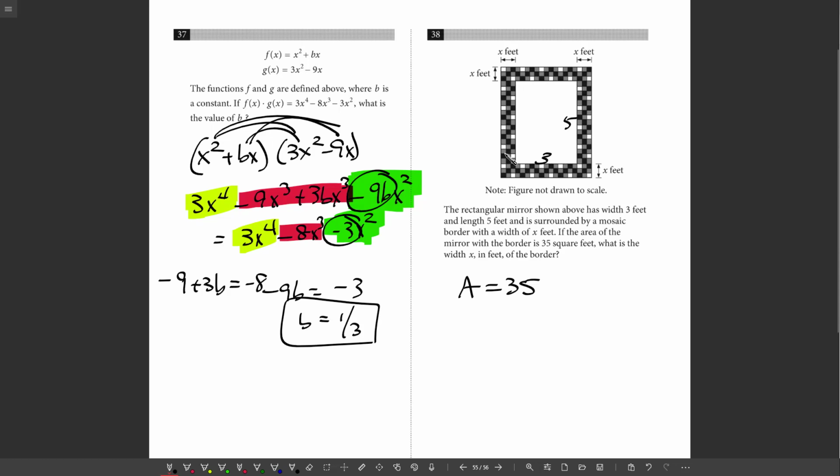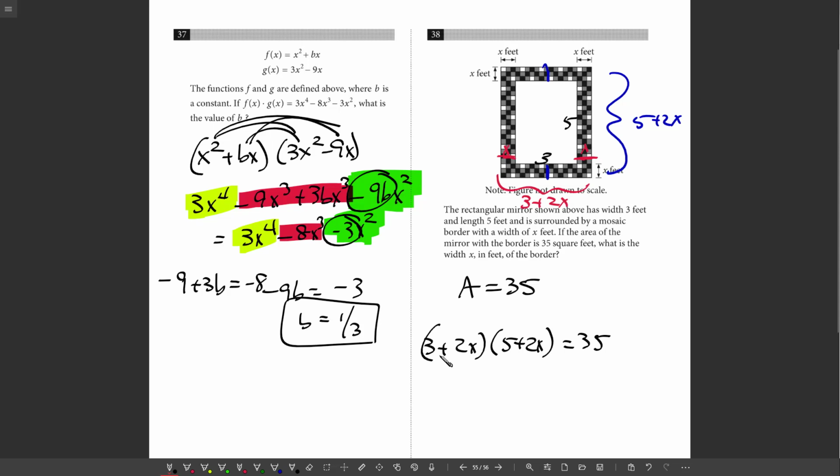Now, what are going to be the dimensions then of the frame? Well, to each side of the width, I'm adding, as we can see, an x. So this total width must be 3 plus the 2 x's that I've added. And similarly, I'm adding an x and x here. So the total length must be 5 plus 2x. And we know the area is 35, so I can say 3 plus 2x times 5 plus 2x has got to equal 35.